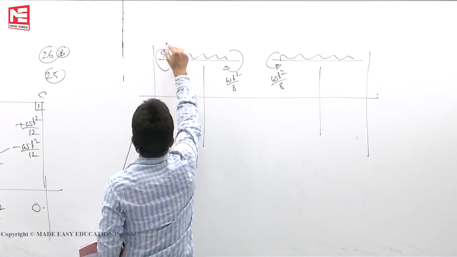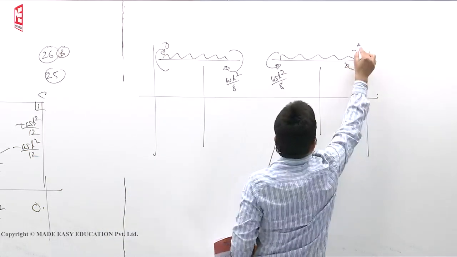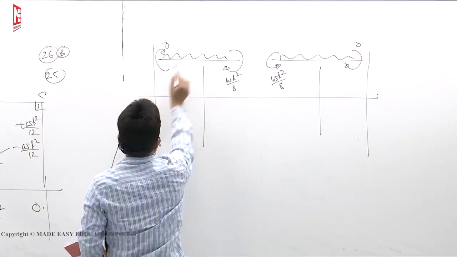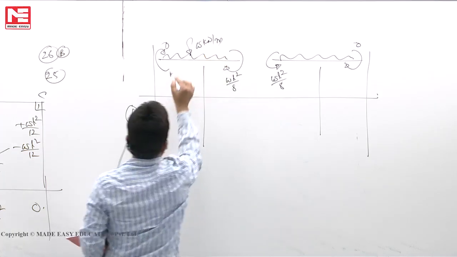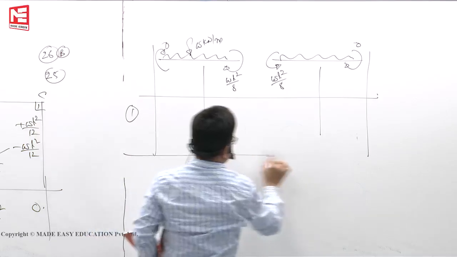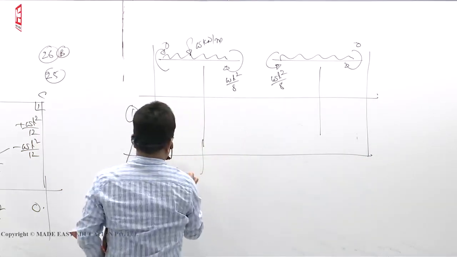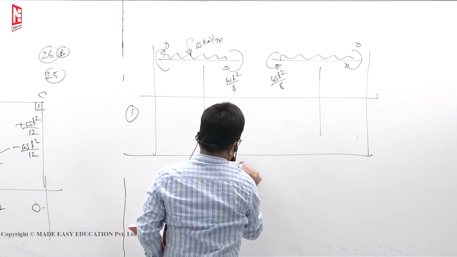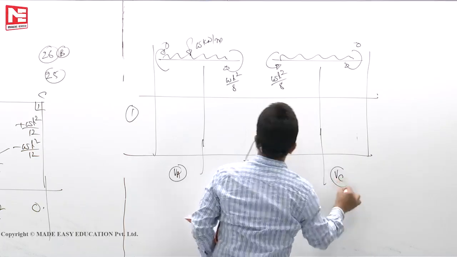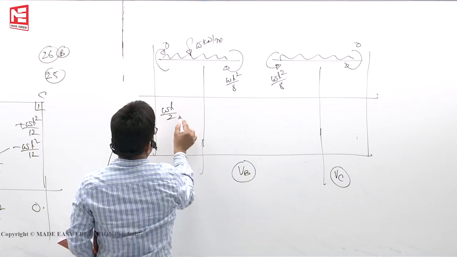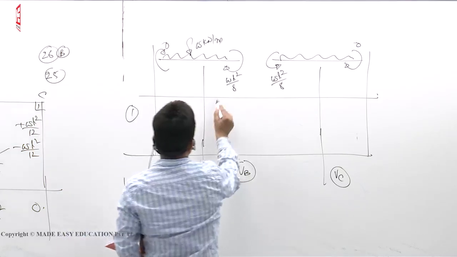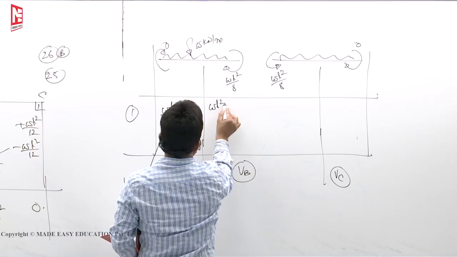Here it is 0. Don't show unnecessary things, because time is very less. First, due to load, this is W kilonewtons per meter. This box corresponds to A, VA, VB, VC. WL by 2 due to load. Due to moment some value, we are not interested. Due to load, WL by 2.